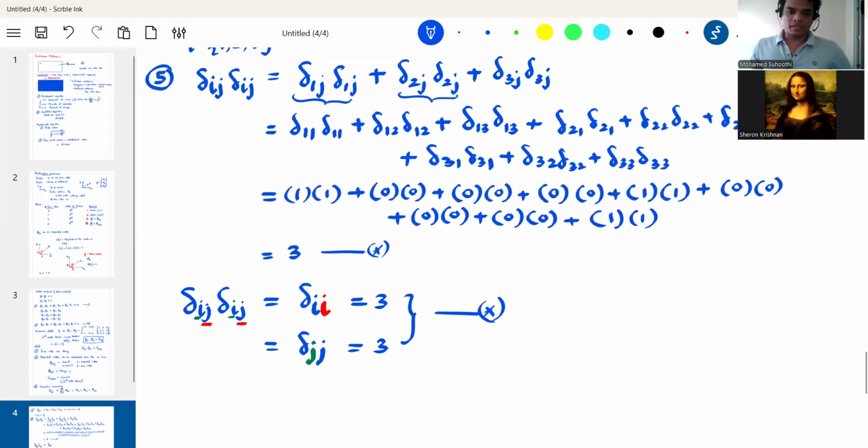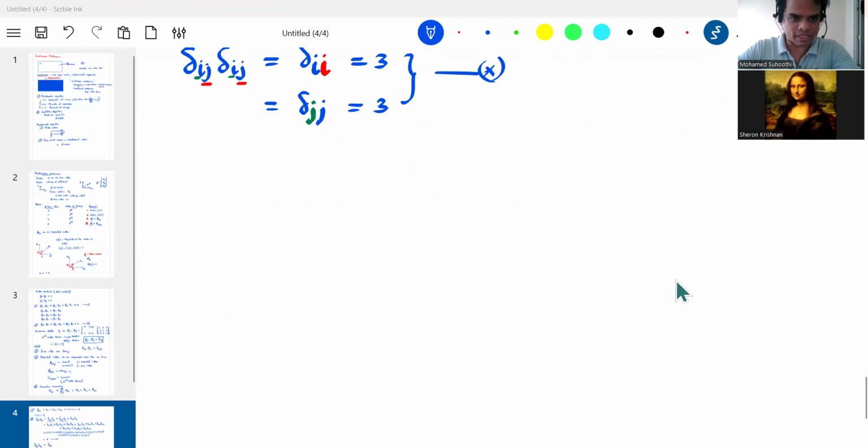Okay. So I hope this is clear, right? This is the next one, right? Number 5. So now I will move on to number 6. So what is number 6? Let's apply these properties further.